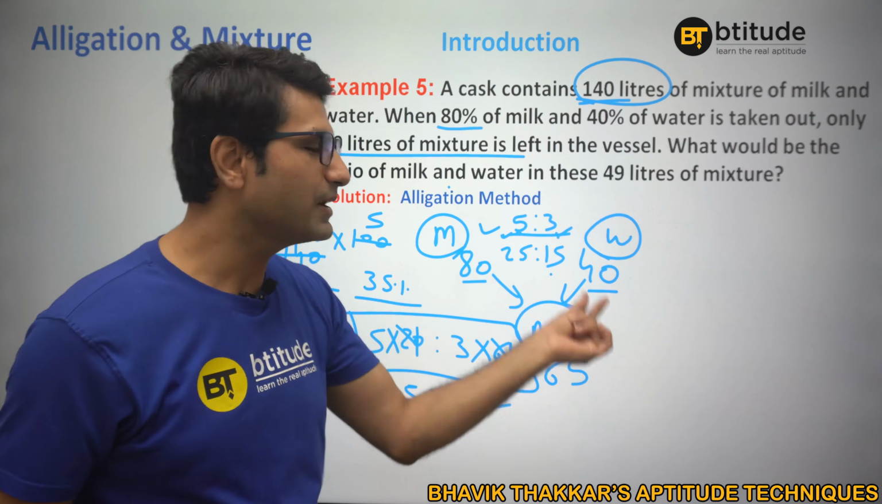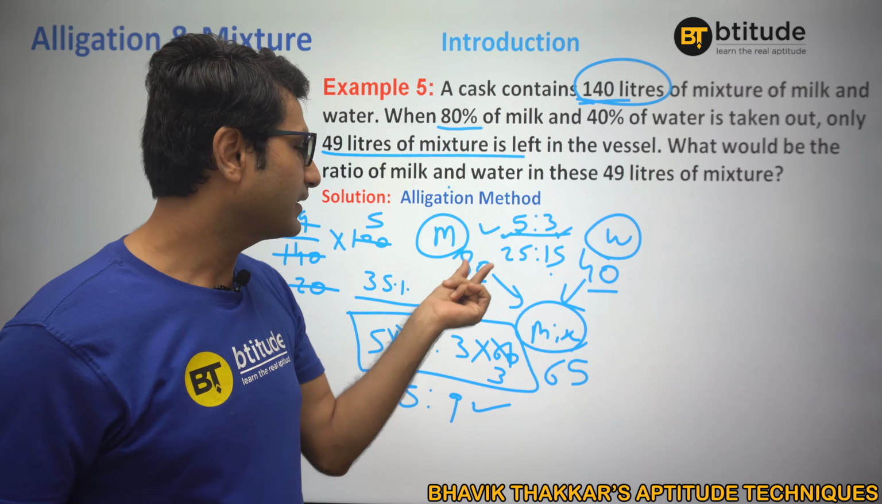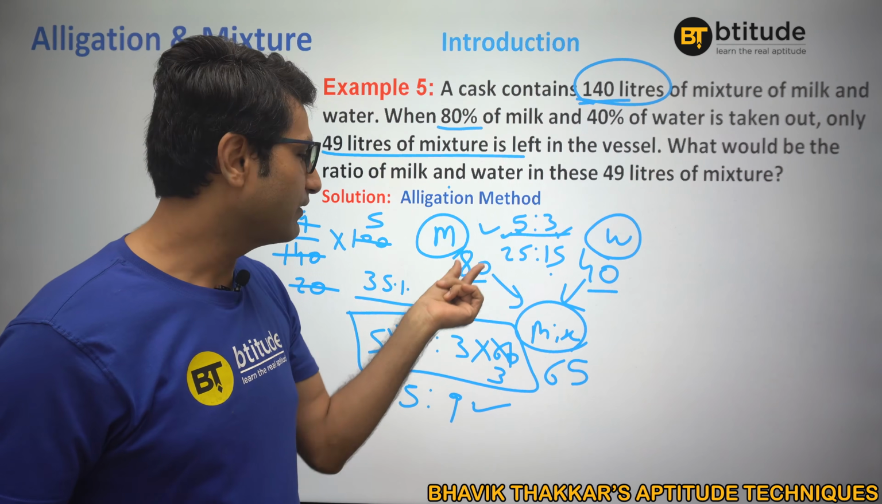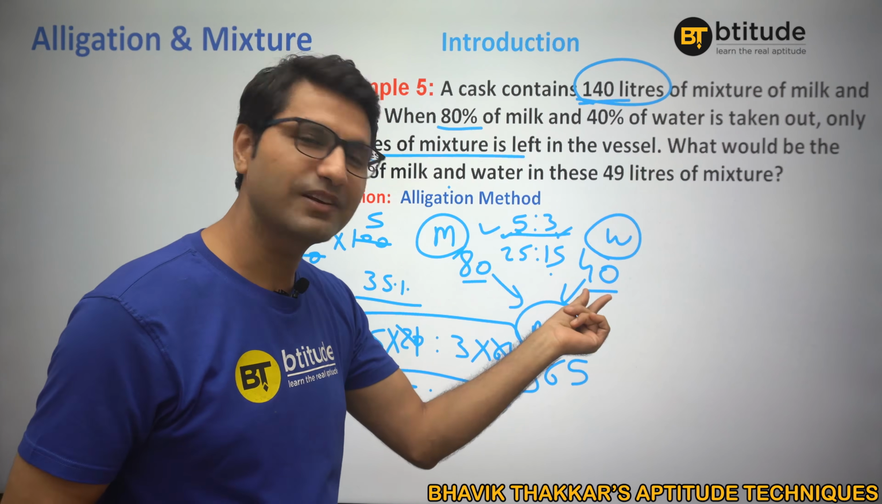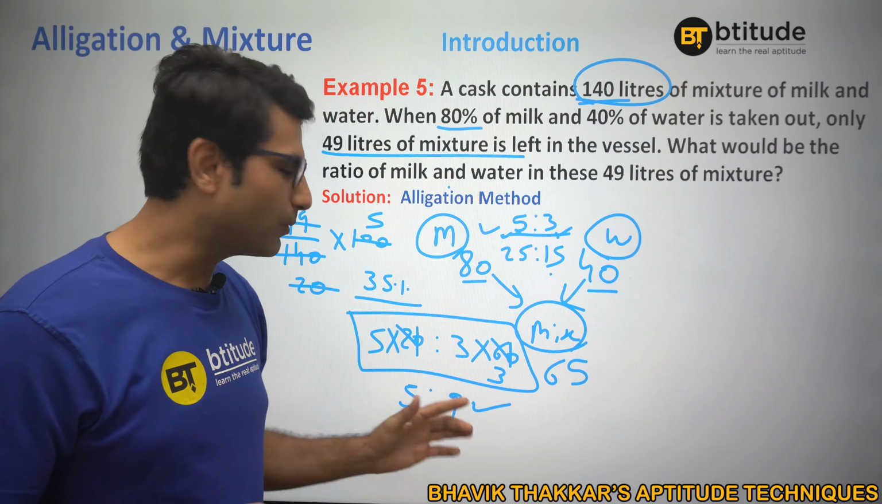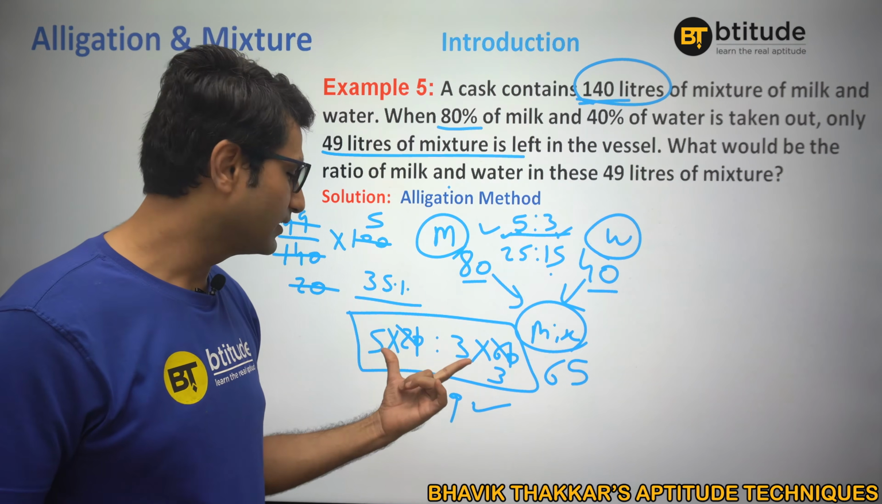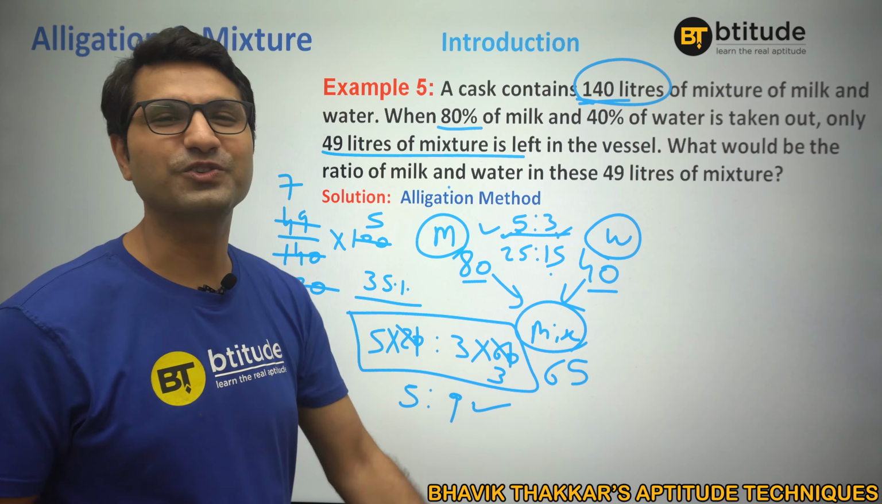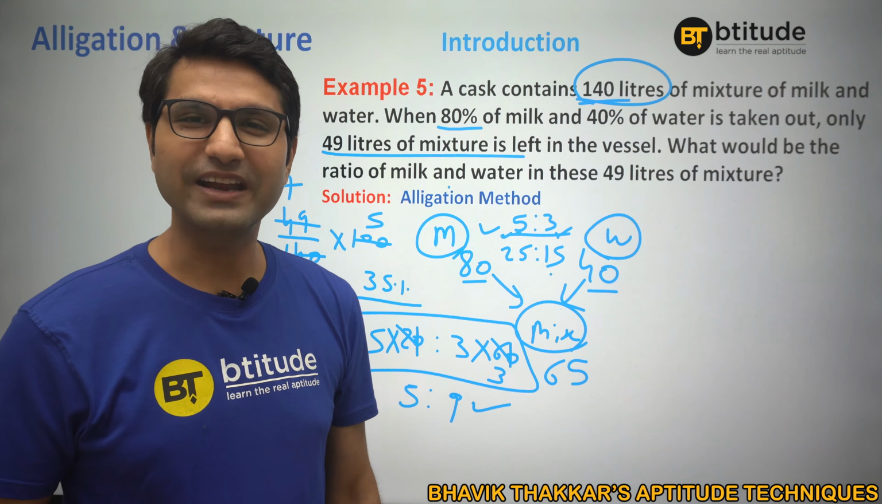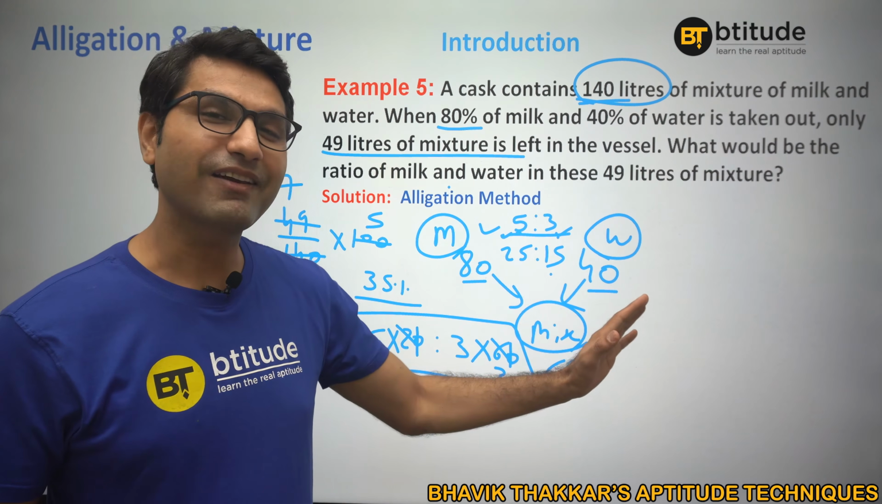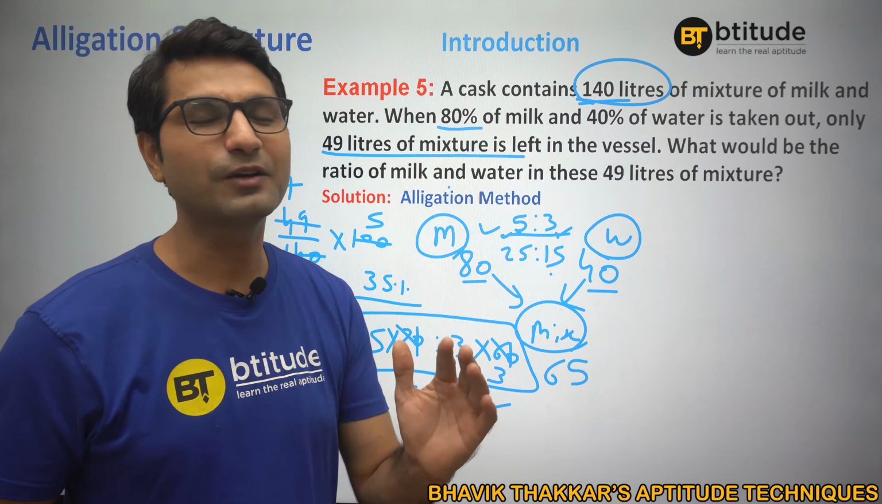So say 5 parts and 3 parts, and whatever that part is, 80% is removed. So 5 into 20%, 3 into 60%. Fine, percentage is common, so the 100 gets cancelled. That's it. That's your ratio. That's your answer. Fine. So this was a tricky question, a very difficult question, but this is something which is asked in exams.